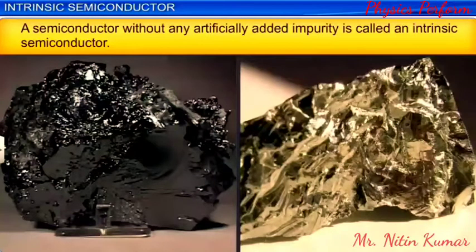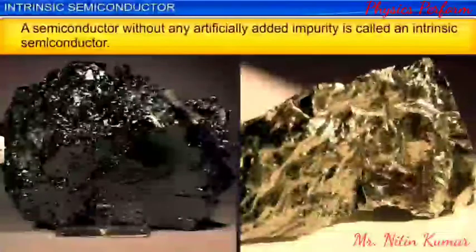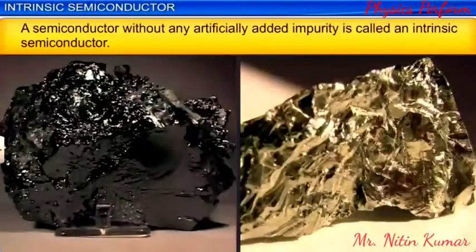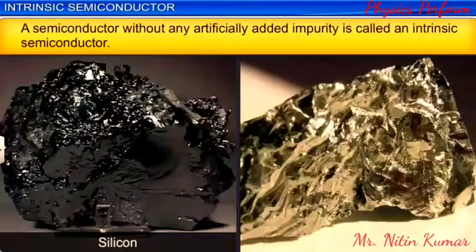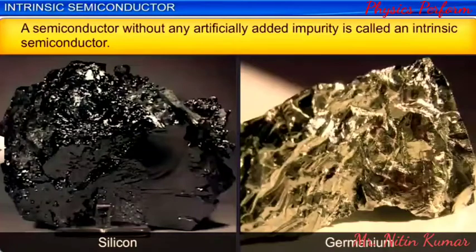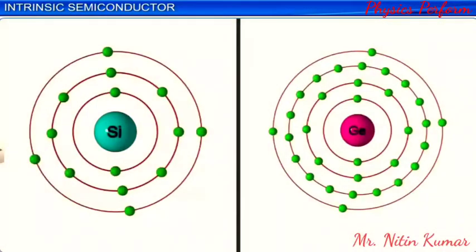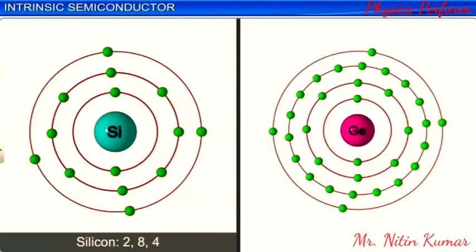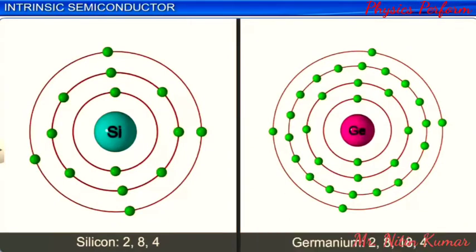A semiconductor, without any artificially added impurity, is called an intrinsic semiconductor. Both silicon and germanium, the two most commonly used semiconductors, exist as intrinsic semiconductors. Let us take a look at the atomic structure of silicon and germanium. Both silicon and germanium have 4 valence electrons.